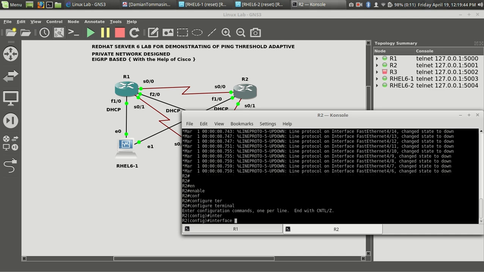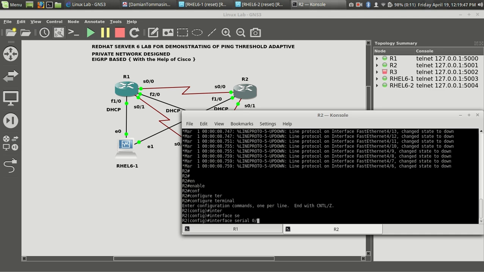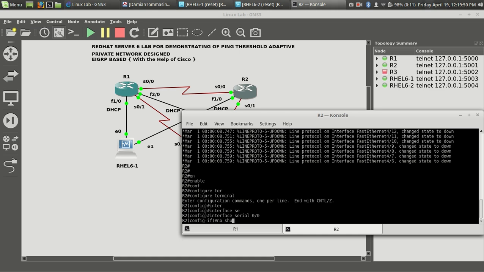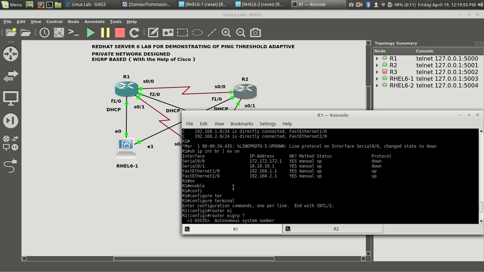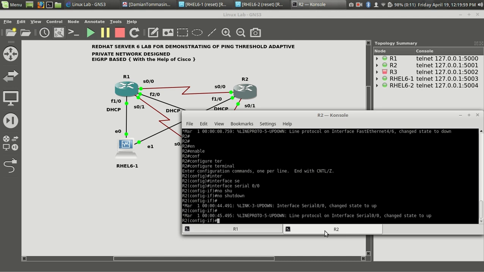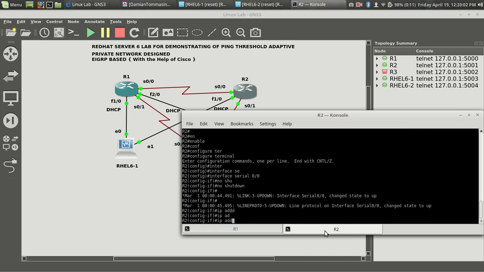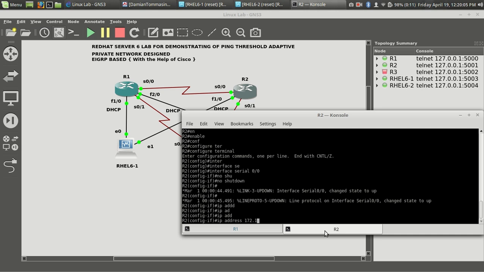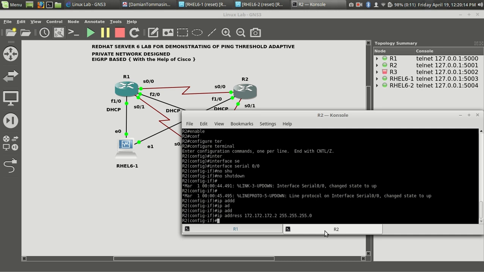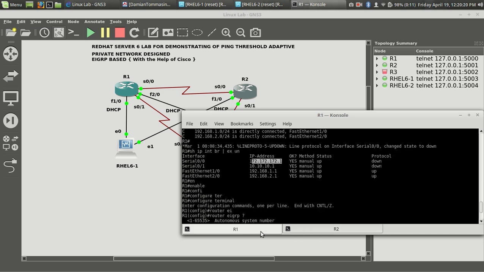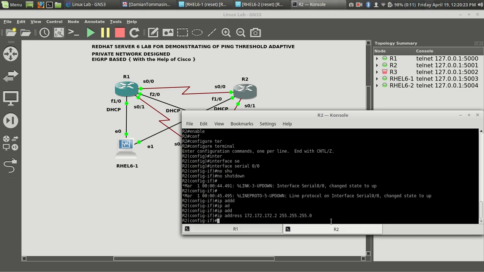First and foremost, we have to configure the serial interfaces in order. Serial 0/0, no shutdown. What is the IP address I have configured on serial 0/0? That means 172.172.172, and the host ID is 2. I think I have used a 24-bit subnet mask, maybe right or wrong, I don't know. IP address 172.172.172.2, I would like to clarify. Yes, fine. The port is opened up.